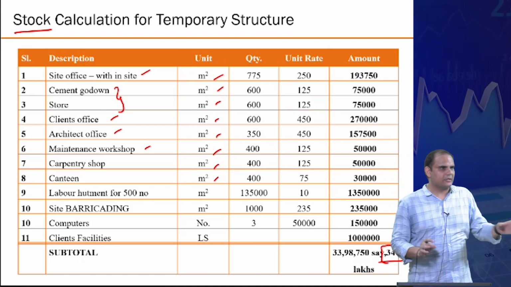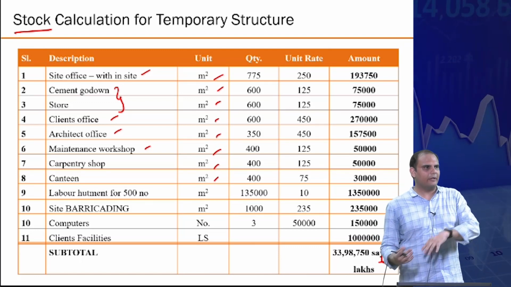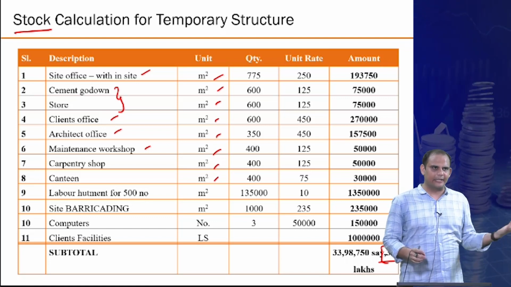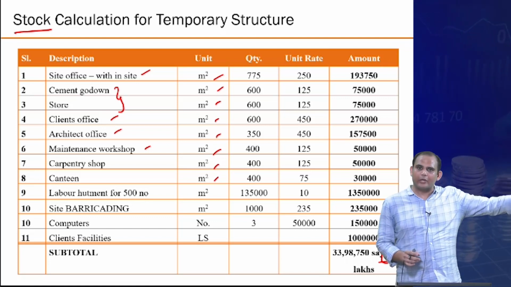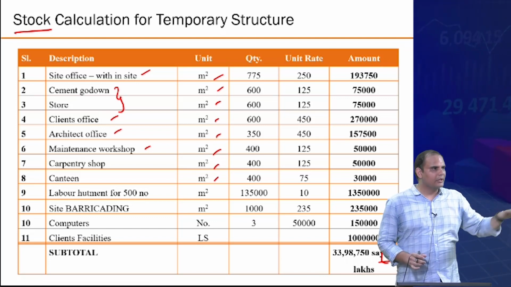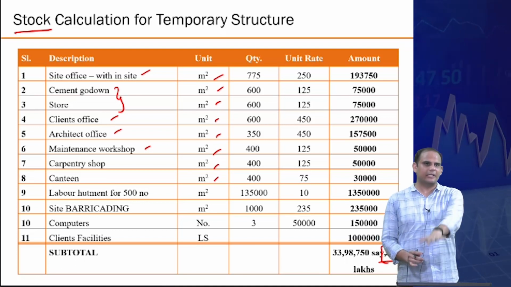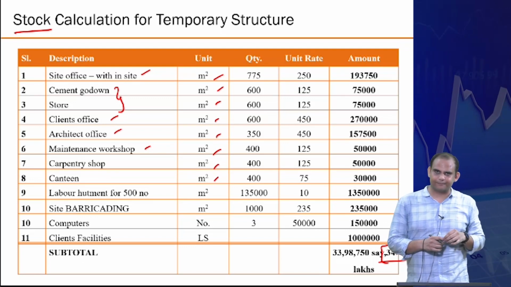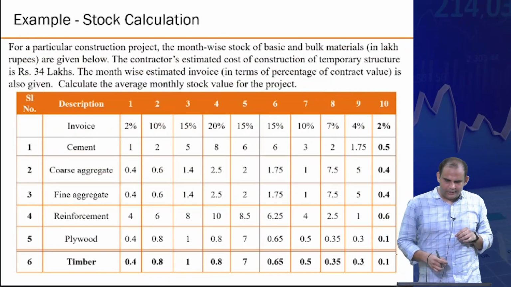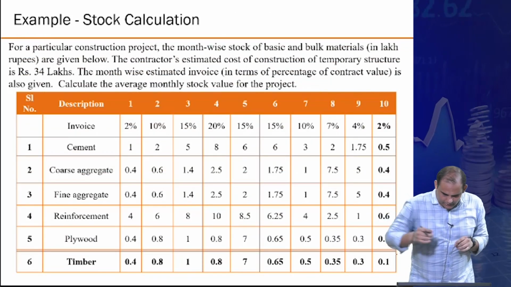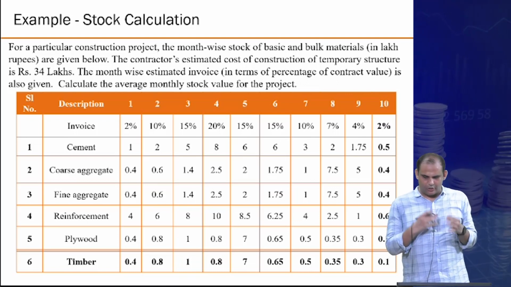Okay, this also can be included depending upon what you have to do on the site, but it doesn't go per cubic meter of concreting work. This is more at the overall site level. When you have to do the estimation, this cost will also come into play. Okay, so let me give you a little bit more of an example of the stock calculation.